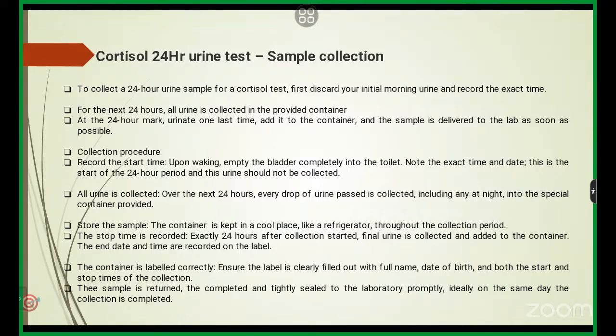Now, the container is labeled correctly to ensure that the label is clearly filled with full name, date of birth, and both the start and the stop times of collection. The sample is returned to the lab, completed and tightly sealed. Ideally, it should be the same day of collection.